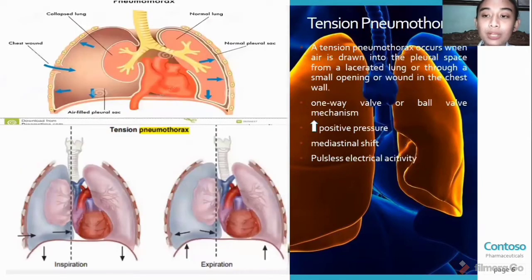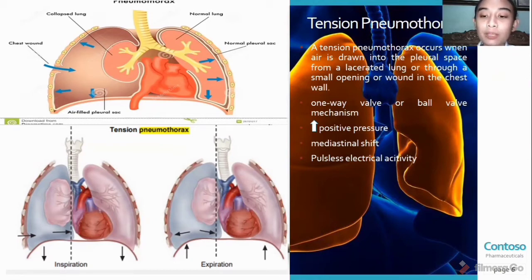Tension pneumothorax occurs when air is drawn into the pleural space from a lacerated lung or through a small opening or wound in the chest wall. A one-way valve or ball valve mechanism occurs when air is trapped in the chest cavity in each inspiration and cannot be expelled during expiration.